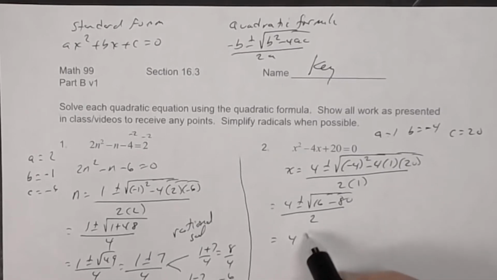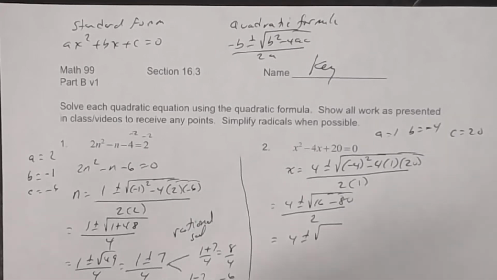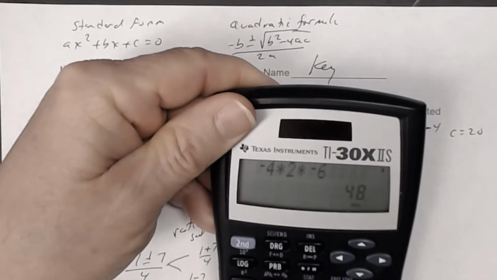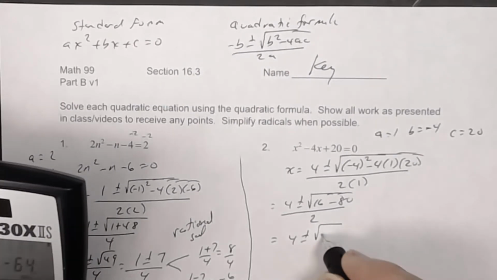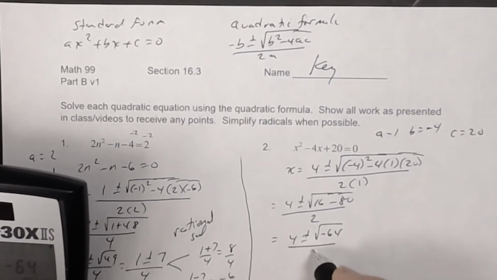So I get 4 plus or minus the square root of 16 minus 80. So 16 subtract 80 is negative 64. Okay? All divided by 2.